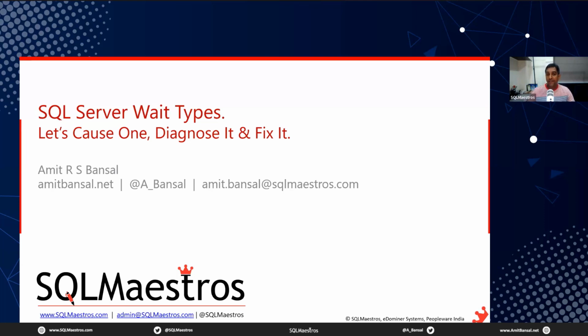And then we are going to see a very practical example where we are going to purposely cause a wait type. We'll simulate something which will trigger a wait type. And then we are going to diagnose it and we are going to fix it. After fixing it, we'll run the same workload again and we'll see whether the same wait type is being triggered or not. This is what we are going to do.